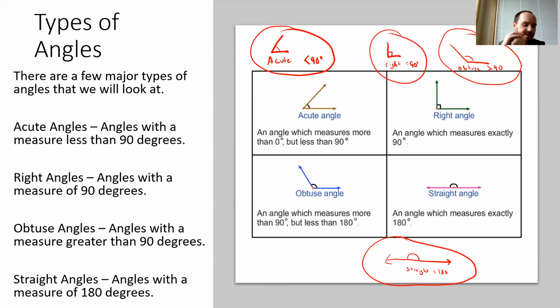Now, if your hands are getting tired, that's okay, because we're going to have a little bit of a break in the notes. You guys are going to get a little bit of some space.